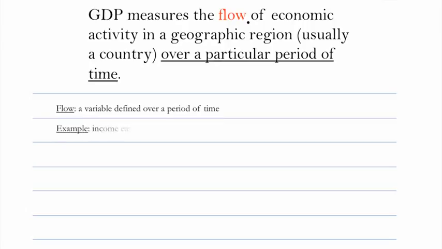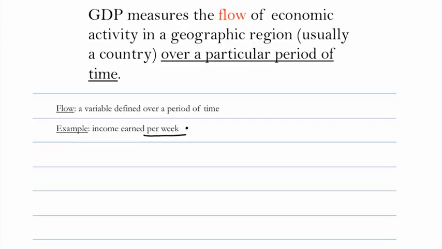In your own experience, the income that you earn per week is an example of a flow. We define that variable in terms of a distinct period of time, income earned per week. And quite a few of the economic variables we'll be looking at are flows. That is, they only make sense if we think about them as occurring over a period of time.